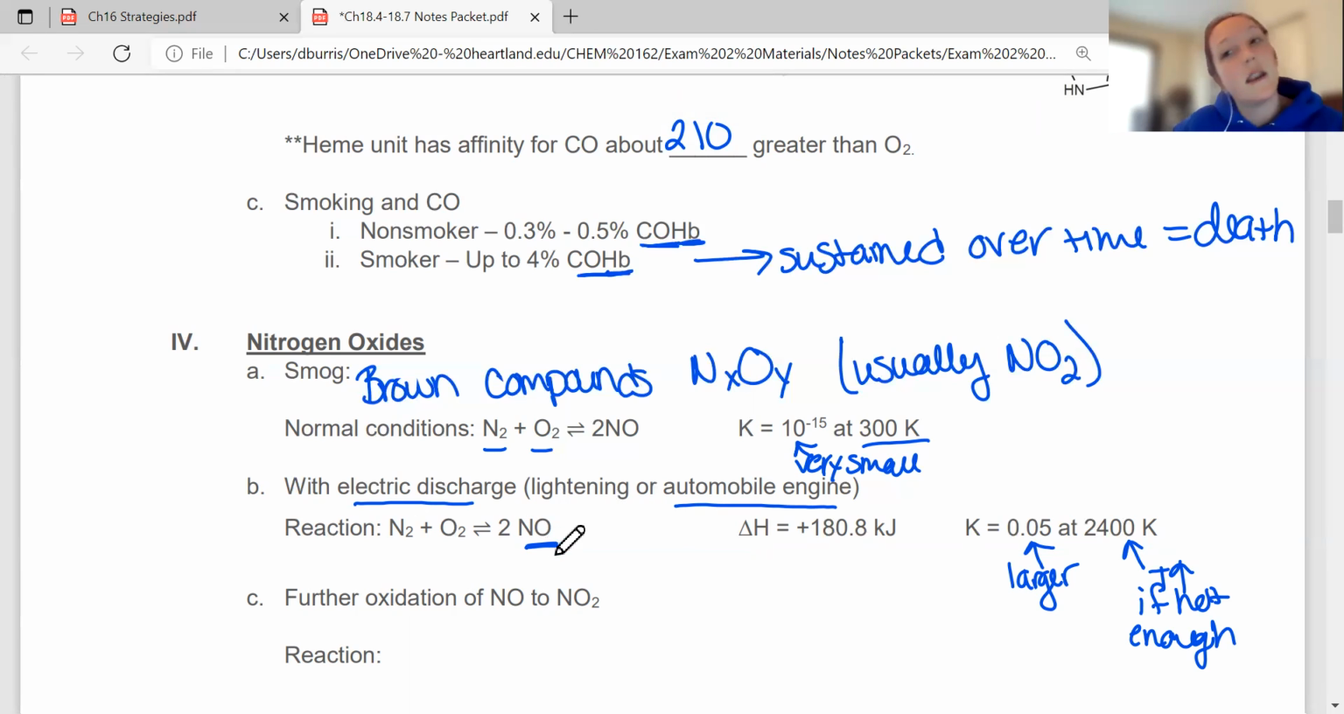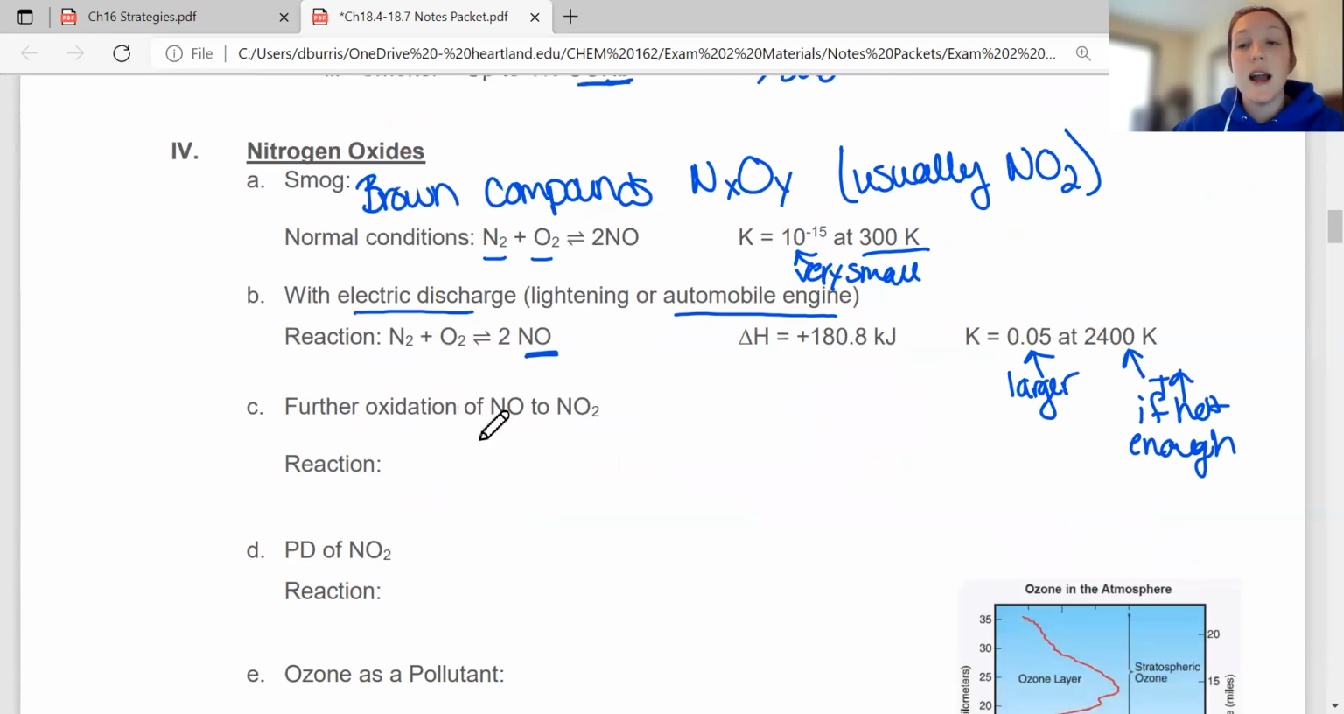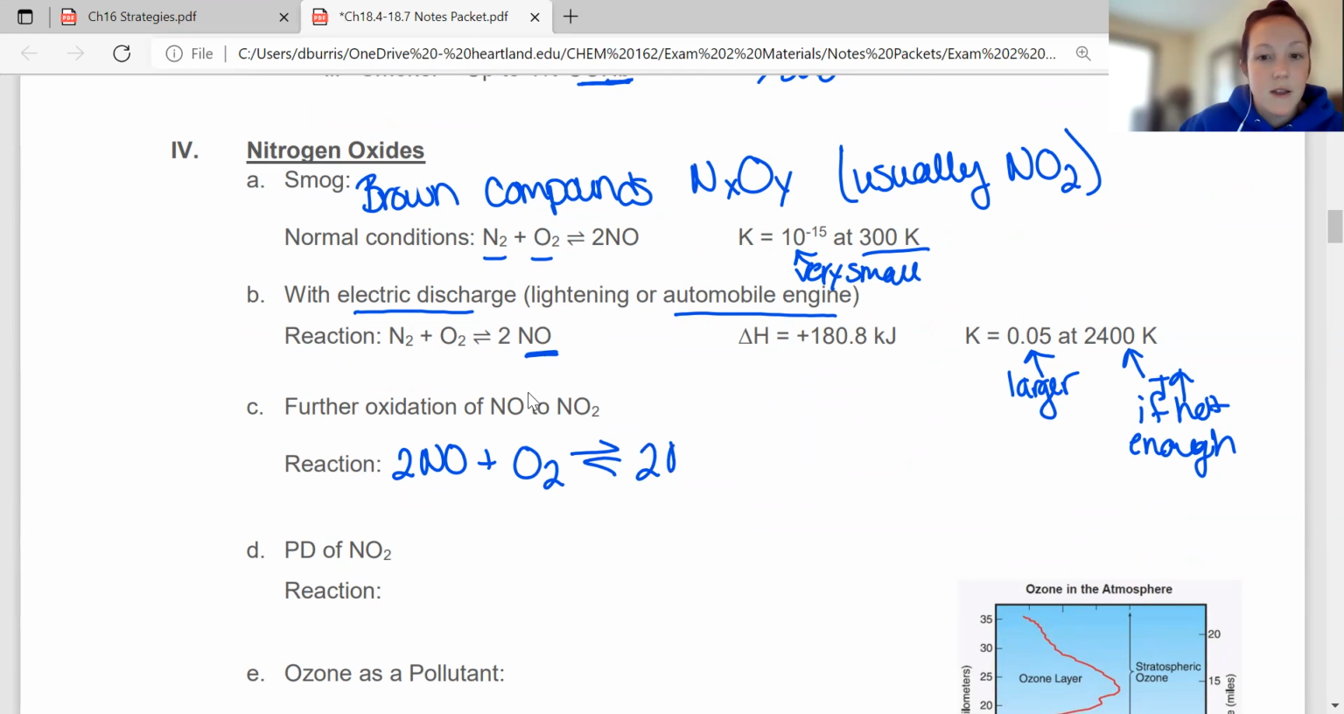So when we have a bunch of this NO in the air, it can cause problems, but it also can react on its own. A reaction the nitrogen oxide, or nitrogen monoxide, does is it'll react with O2. So this is another reaction that can happen. So 2NO can react with oxygen, and this is how we get all of this brown stuff, this 2NO2.